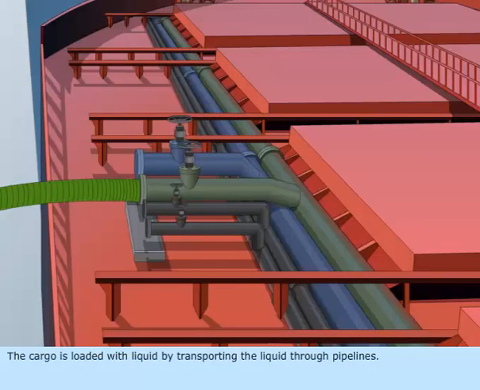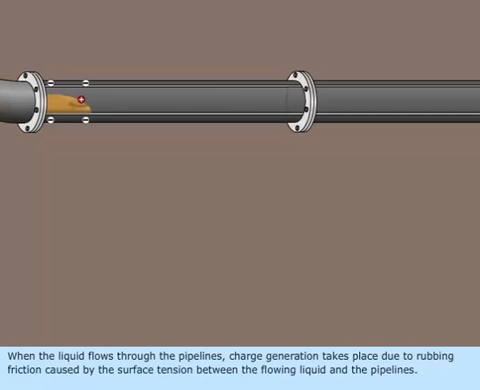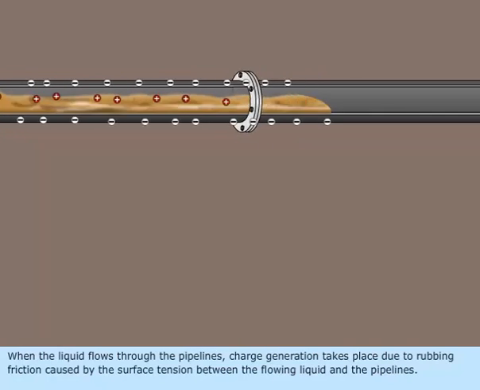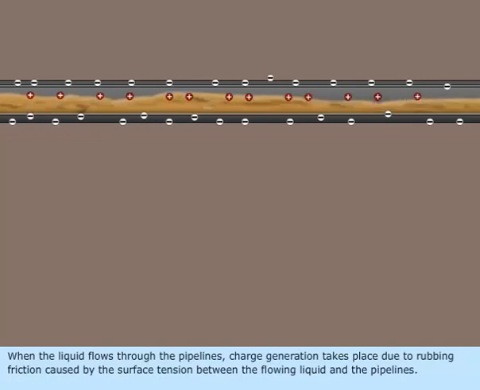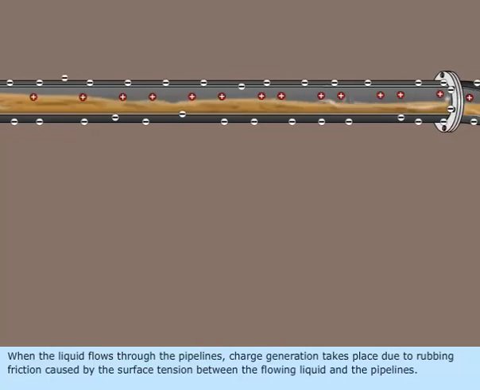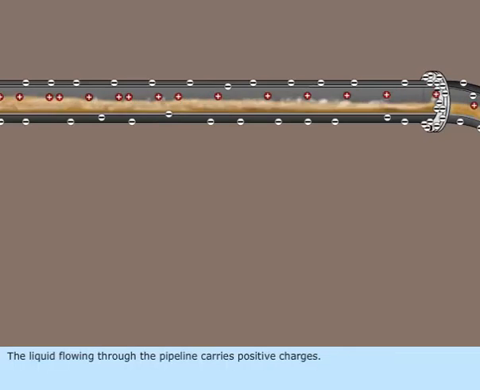The cargo is loaded with liquid by transporting the liquid through pipelines. When the liquid flows through the pipelines, charge generation takes place due to rubbing friction caused by the surface tension between the flowing liquid and the pipelines. The pipeline which carries the liquid is negative, and it gains negative charge. The liquid flowing through the pipeline carries positive charges.